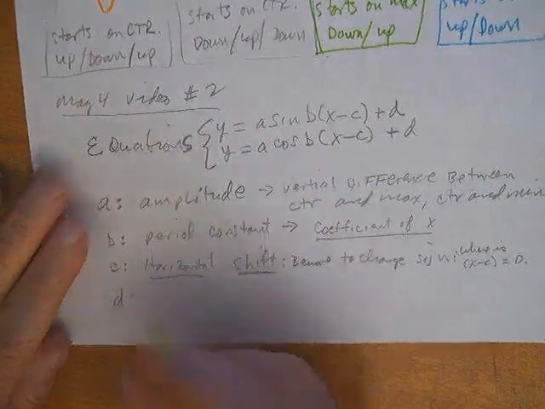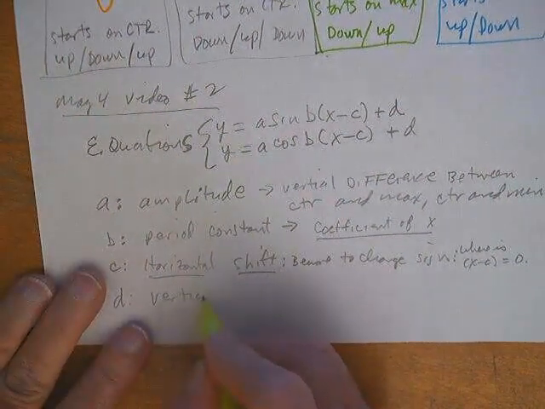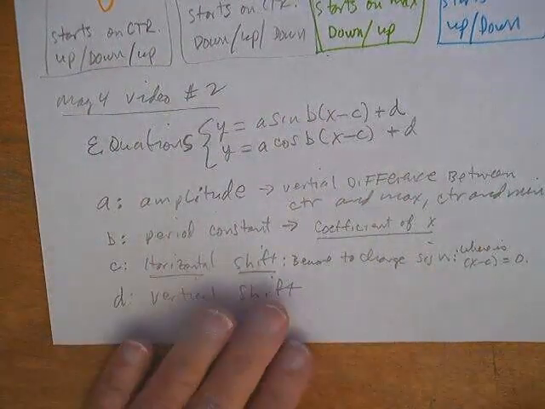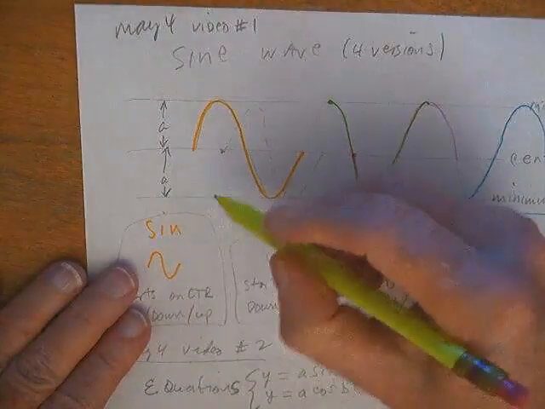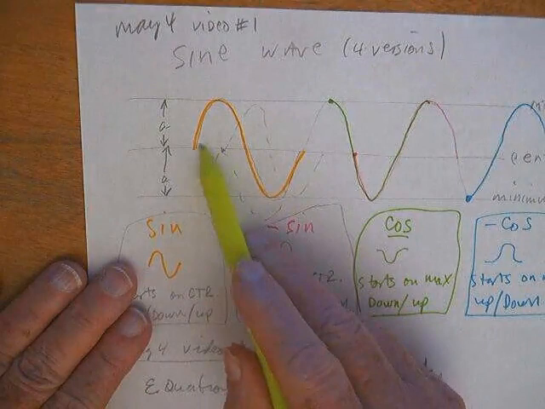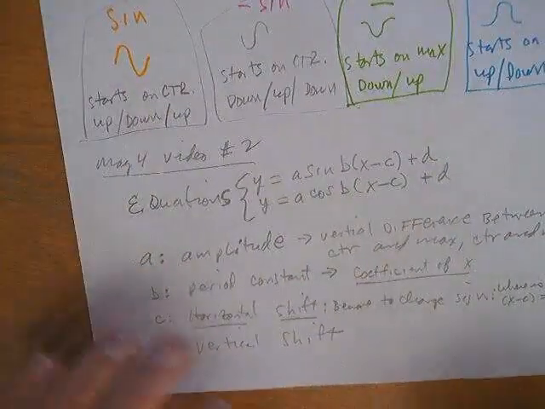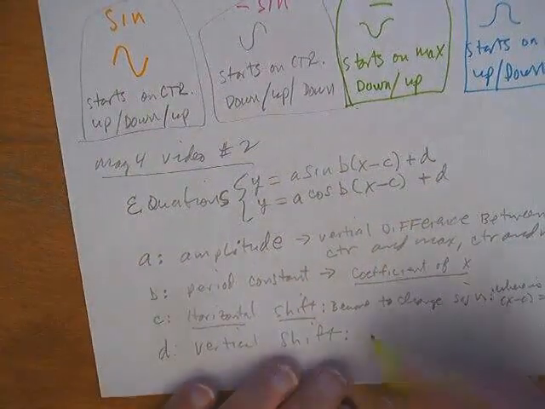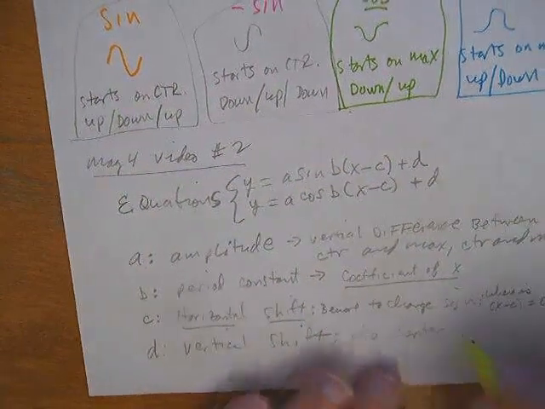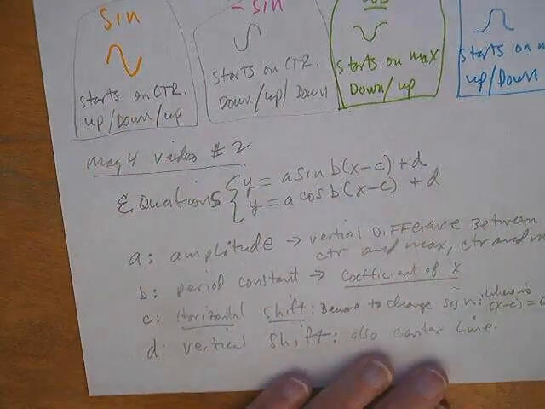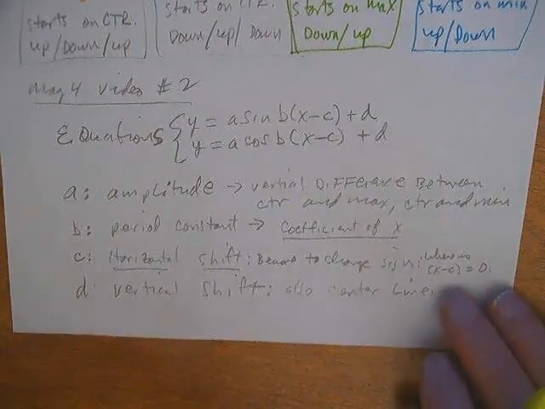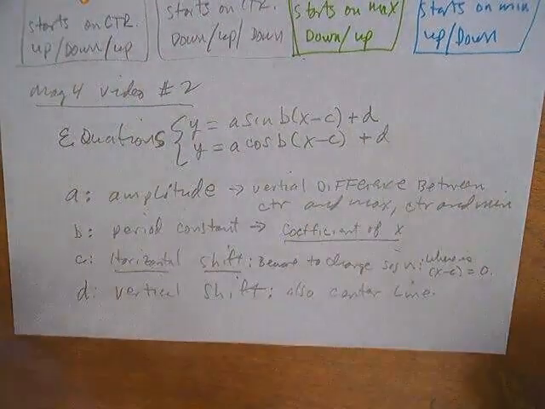And then D is the vertical shift. So for the vertical shift, maybe we would start here and go up and down and up. So it's just moved down. It just starts lower. It's the vertical shifter. It's also the center line on my graph. Okay? So there's a bit on the equations, A, B, C, D.